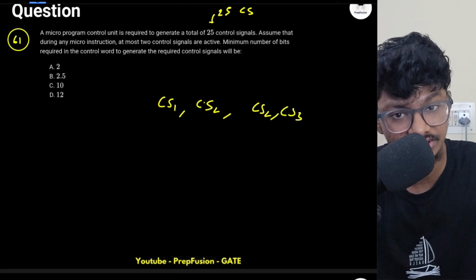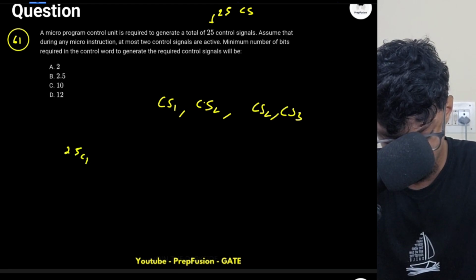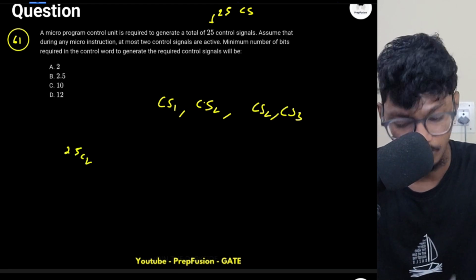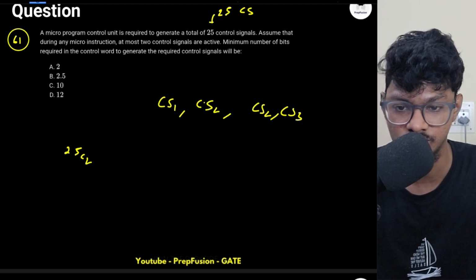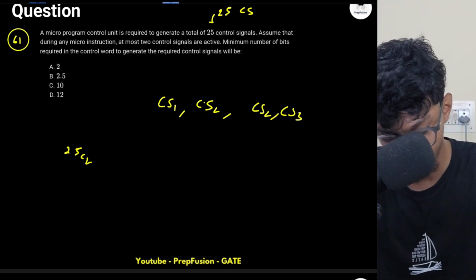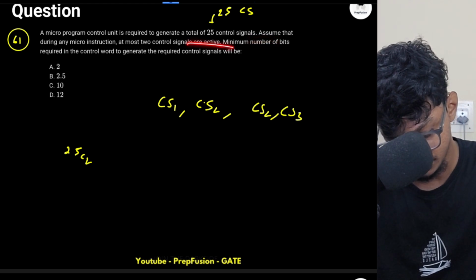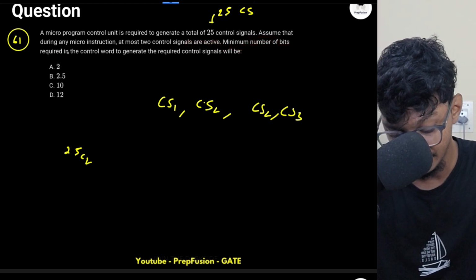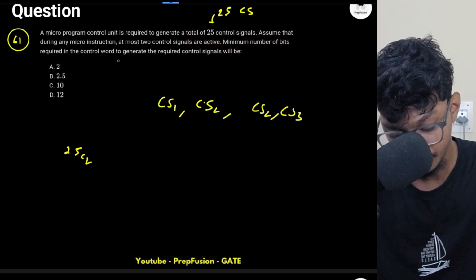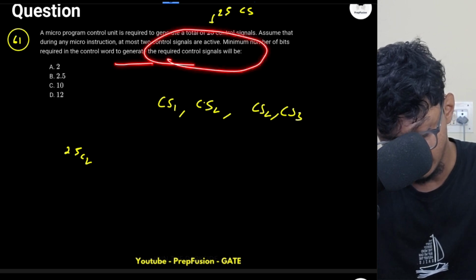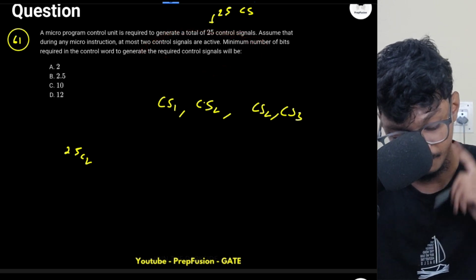So how many combinations I have? I have 25C2 combinations. Out of 25, any 2 will be active. I can choose any 2. This many number of combinations I have, right? Now what are they asking? This is the minimum number of bits required in the control word to generate the required control signals. Minimum number of bits.